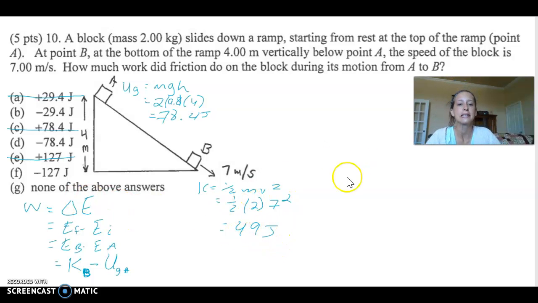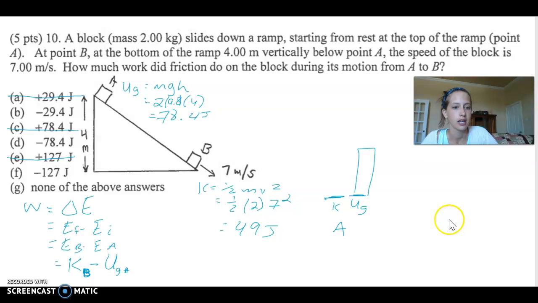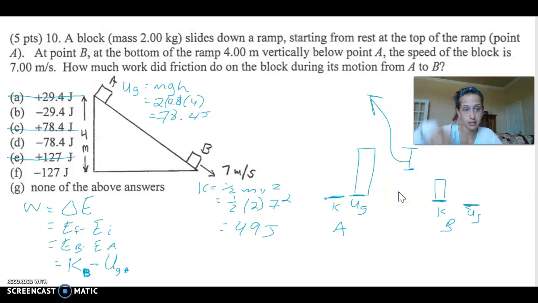I don't know if you'll do energy bar charts. We do it in my class. So at A, we've got no kinetic, all gravitational potential. And then at B, we've got all kinetic and no gravitational potential. So our total energy went down by this much because work was done. That's how much work was done and lost to outside the system. It's probably thermal energy from the friction, like it heated things up. So that's a little visual for me to say you need to subtract these numbers.